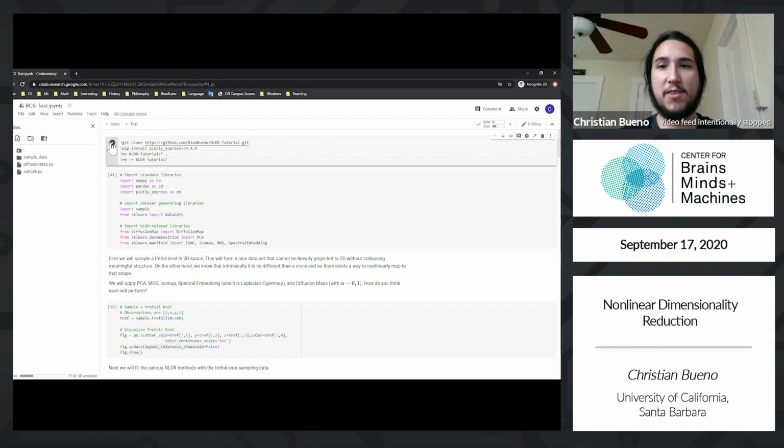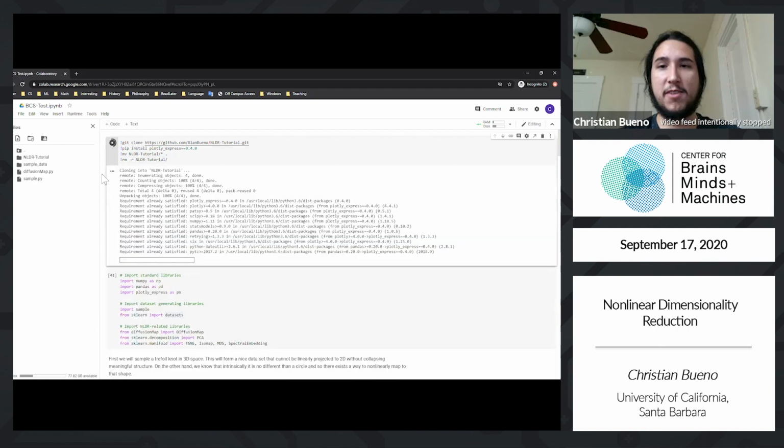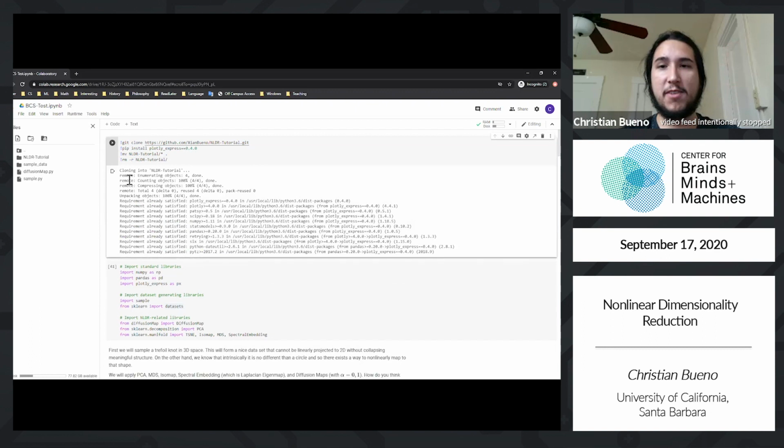I've never done a tutorial with Colab, so this is my first time. So bear with me if I'm doing this in a silly way. But I'm just going to run each cell one by one. So we are cloning this little repository just so I can get my implementation of diffusion maps and a little thing that has different manifolds I can sample from.